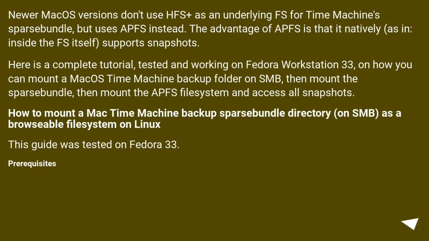Newer macOS versions don't use HFS Plus as an underlying file system for Time Machine's sparse bundle, but use APFS instead. The advantage of APFS is that it natively, as in inside the file system itself, supports snapshots. Here is a complete tutorial, tested and working on Fedora Workstation 33, on how you can mount a macOS Time Machine backup folder on SMB, then mount the sparse bundle, then mount the APFS file system and access all snapshots.